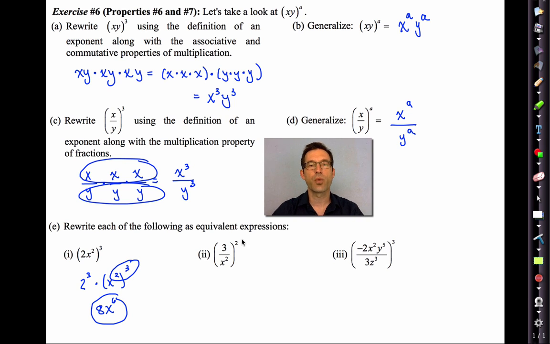3 divided by x squared squared would be 3 squared divided by x squared squared, and that's going to be 9 divided by x to the 4th.